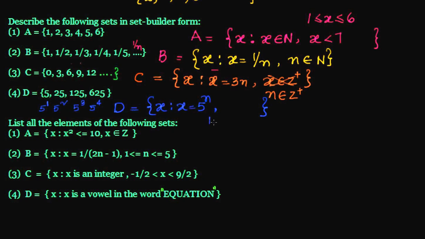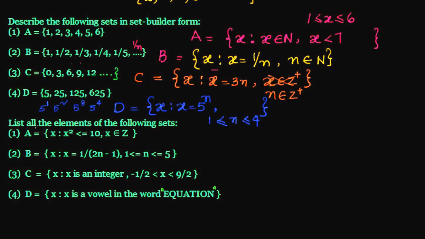So I will say 1 less than or equal to n less than or equal to 4. That means if n equals 1, x will become 5. If n equals 2, x will become 25. If n equals 3, x will become 125. If n equals 4, x will become 625. Okay. Let us do some more.